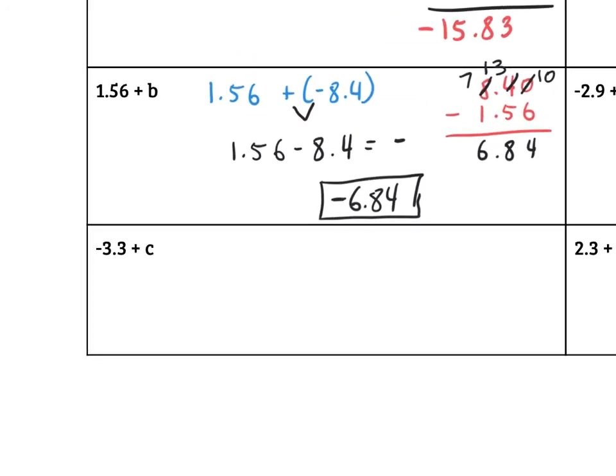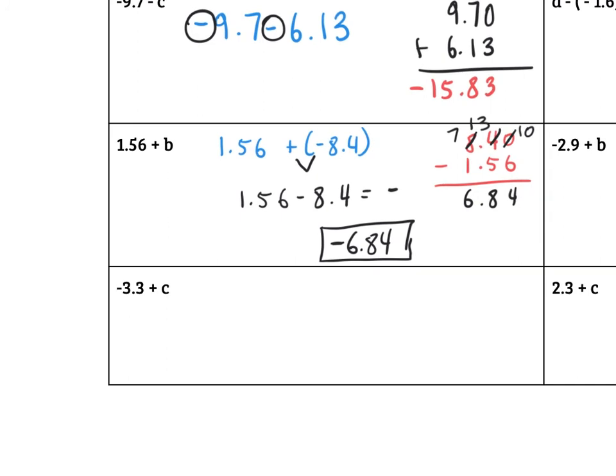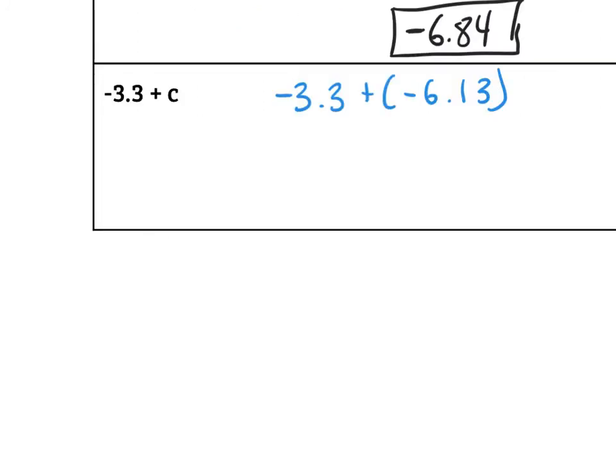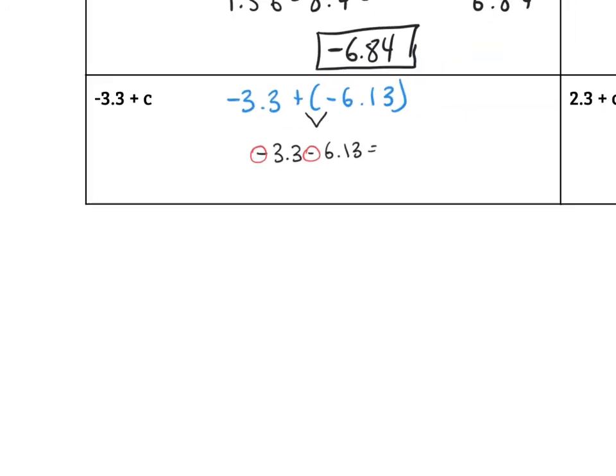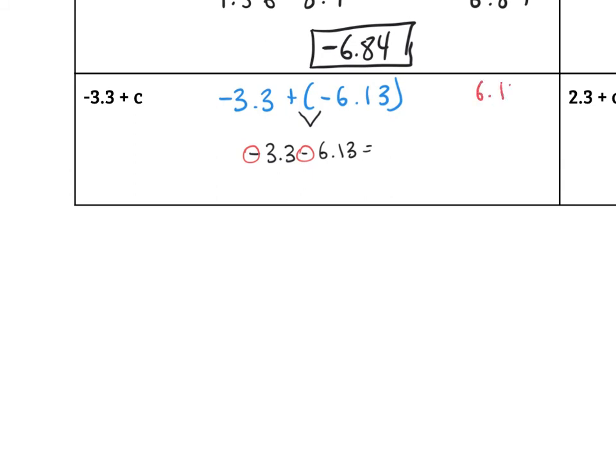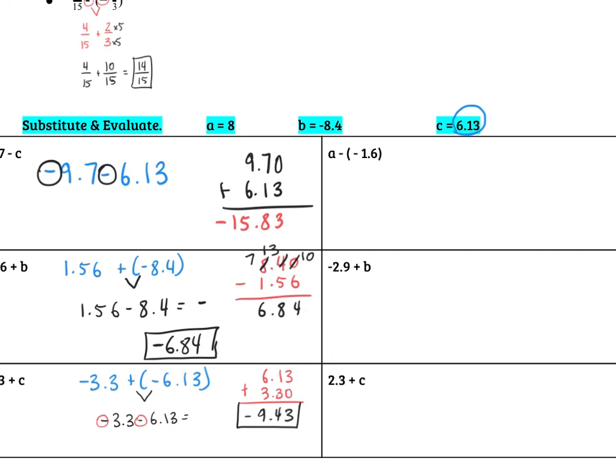Okay, my next one, I'm going to plug in what C is. So once I plug in what C is, I see I have two signs in the middle. The negative always wins. So if I have the same signs are sad, so we add. It doesn't matter how you listed them when you added. When I add these up here, I get negative 9.43.